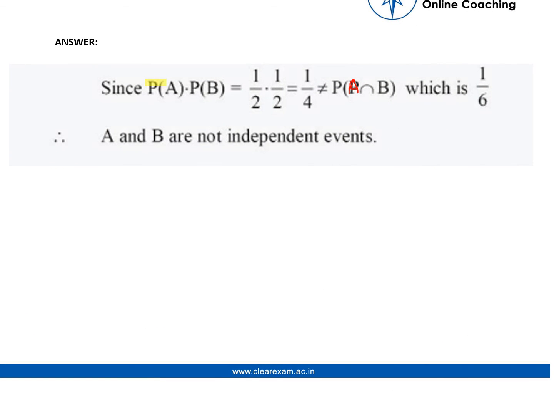Now we multiply the probability of A and the probability of B, which is half into half, equal to 1 by 4. Since it is not equal to the probability of A intersection B, which is 1 by 6, we conclude that A and B are not independent events.